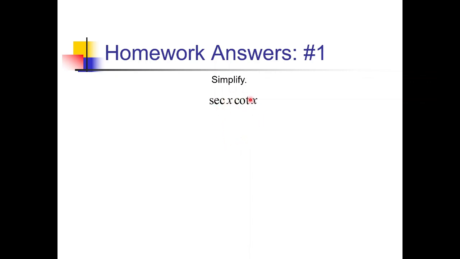Algebra, there's nothing I can do algebraically with these. So it comes down to the C, cosine and sine. Turn everything into those. Secant I can turn into 1 over cosine. Cotan I can turn into cosine over sine. Once I do that, I notice algebraically that I can cross cancel these cosines. That leaves me with 1 over sine of x, which I can turn into cosecant of x just to get a single trig function that's not a reciprocal, and that's as simplified as this gets.